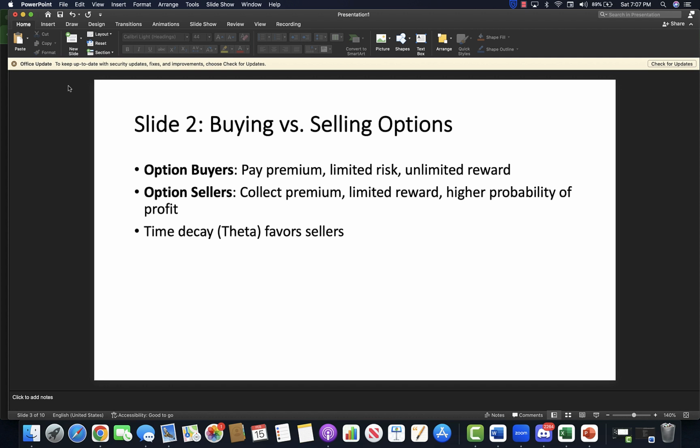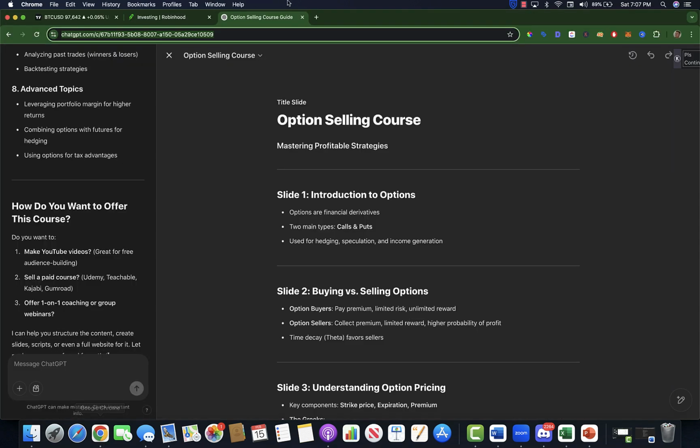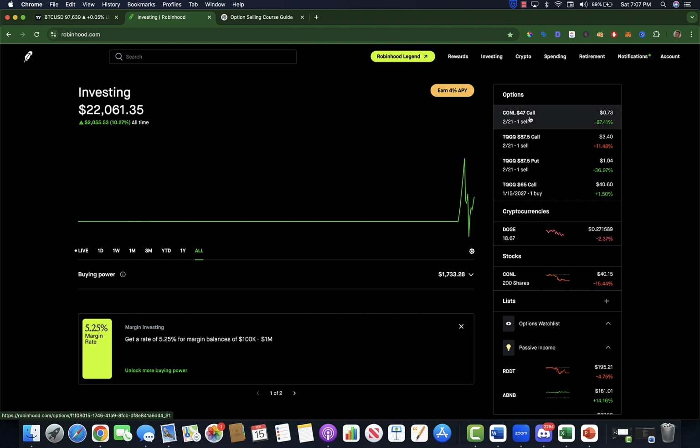So a lot of people always get this confused, right? Option buying is you pay the premium. Option selling is you collect the premium. Option buying, the premium that you pay is all that you're risking. Option selling, you're risking the entire amount of shares, right? So let's just get into the option chain so you guys can see what I'm talking about, right?